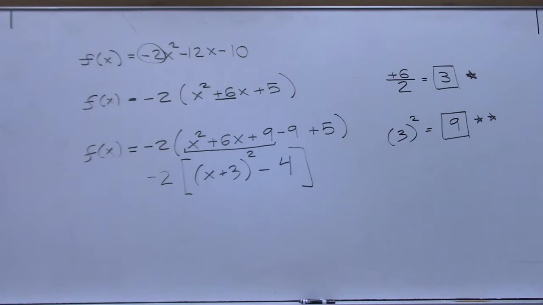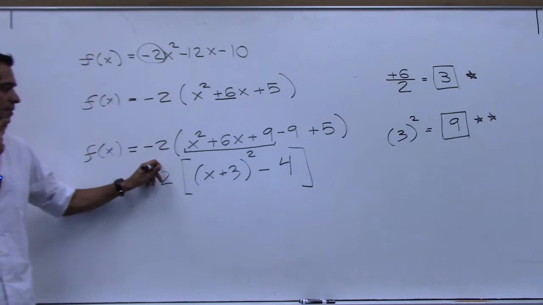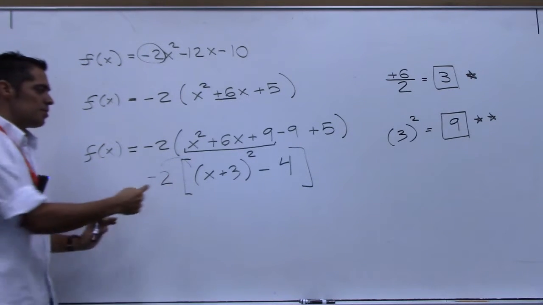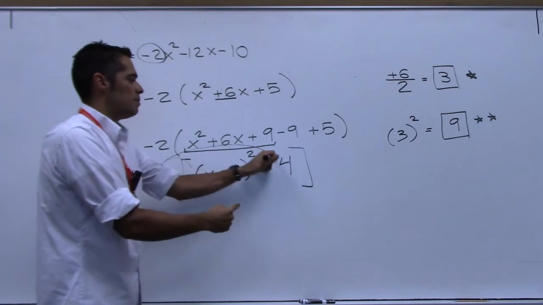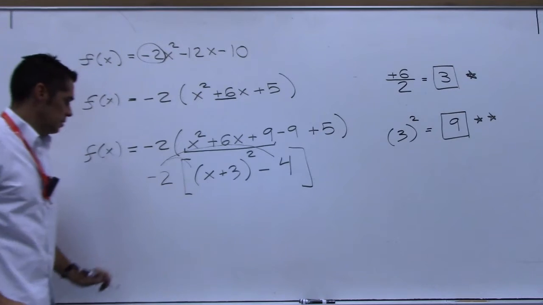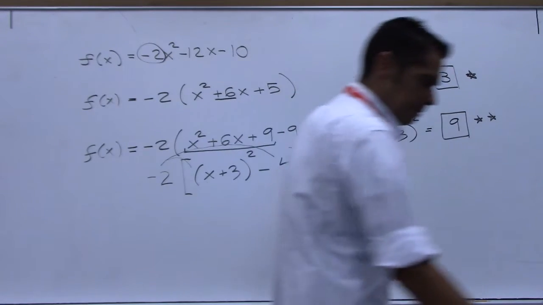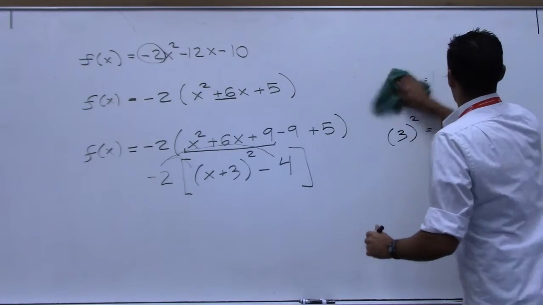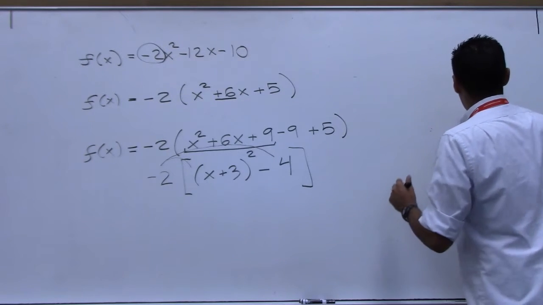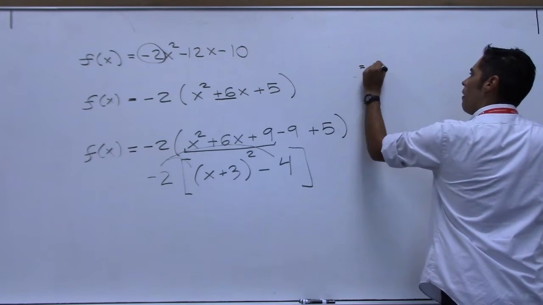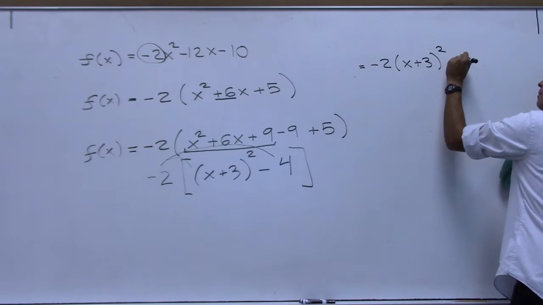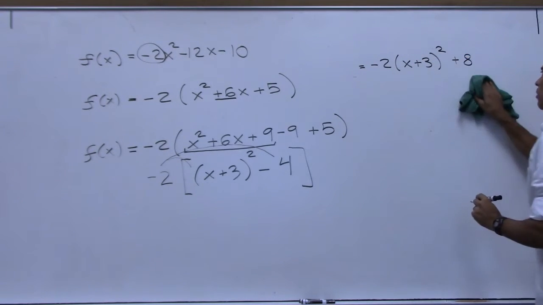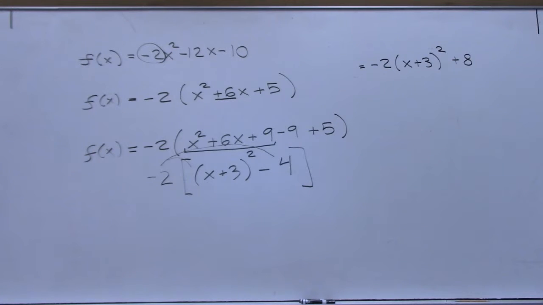You with me? Last step is to take the negative 2 and distribute it here, which means I'm just going to place it right in front of this parenthesis and take the negative 2 and multiply it times the back. And what would you get if you do that? Yep. Negative 2 in parentheses x plus 3 squared plus 8. And isn't that what we wanted? Yes. That's it.